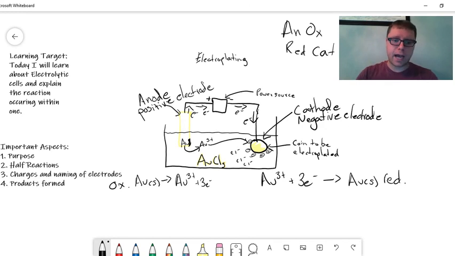We talked about the half reactions. So we have our oxidation and we have our reduction half reactions. We talked about the charges and naming of the electrodes. So anode, positive, that was where our gold bar was. Our cathode is our negative, that's the coin that we're plating. And we talked about the products that are formed. Here, you're losing mass on your gold bar in order to send it over here, and you're going to finish with a coin that's gold plated.